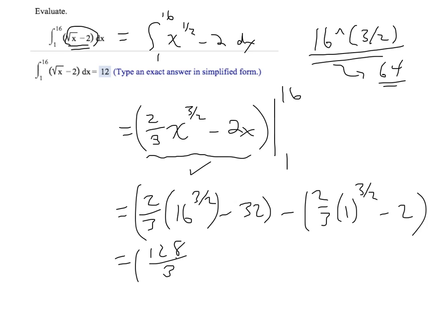So I'll have 128/3 minus 32 minus 2/3 minus 2. And the reason I leave them that way is because I know that I'm going to combine these. I have some number of thirds and some number of thirds. So this is 128/3 minus 2/3 is 126/3.